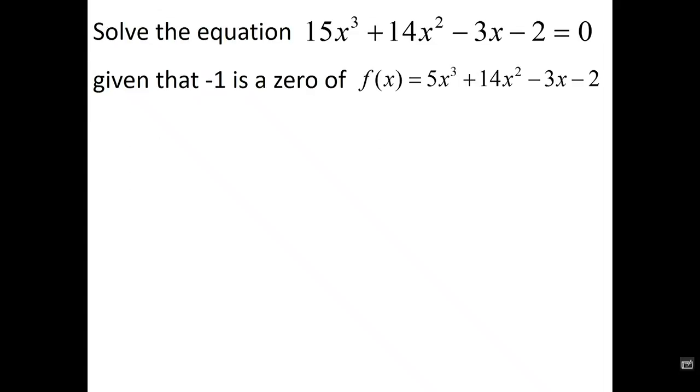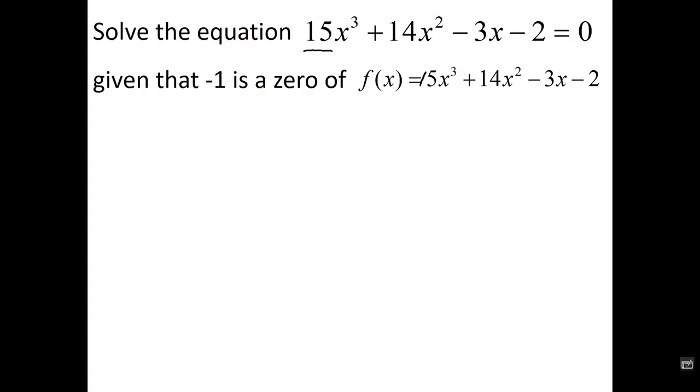Let's look at an example here of the factor theorem. We want to solve the equation 15x cubed plus 14x squared minus 3x minus 2 is equal to 0, given that minus 1 is a 0 of the polynomial function f of x is equal to 15x cubed plus 14x squared minus 3x minus 2. But before we start, that leading coefficient should be 15.